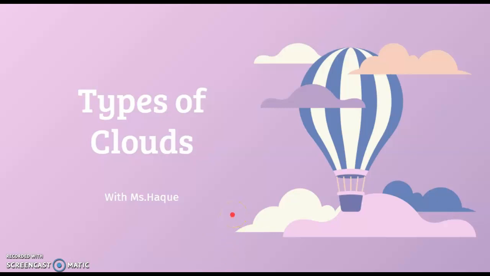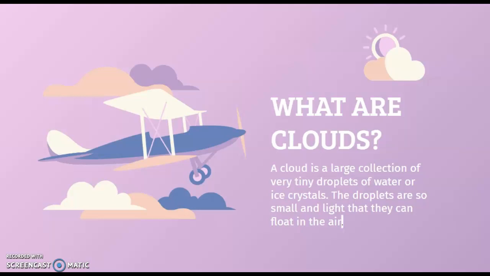Hope you're ready to learn about all the different types of clouds that we see in the sky. What are clouds? Have you ever thought about that? Well, a cloud is a large collection of very tiny droplets of water or ice crystals. The droplets are so small and light that they can float in the air.